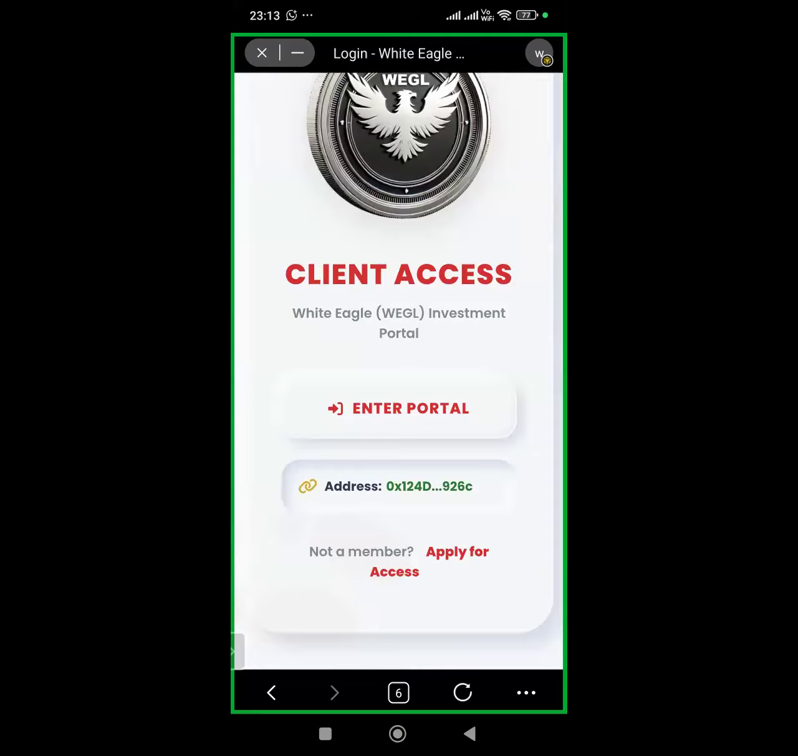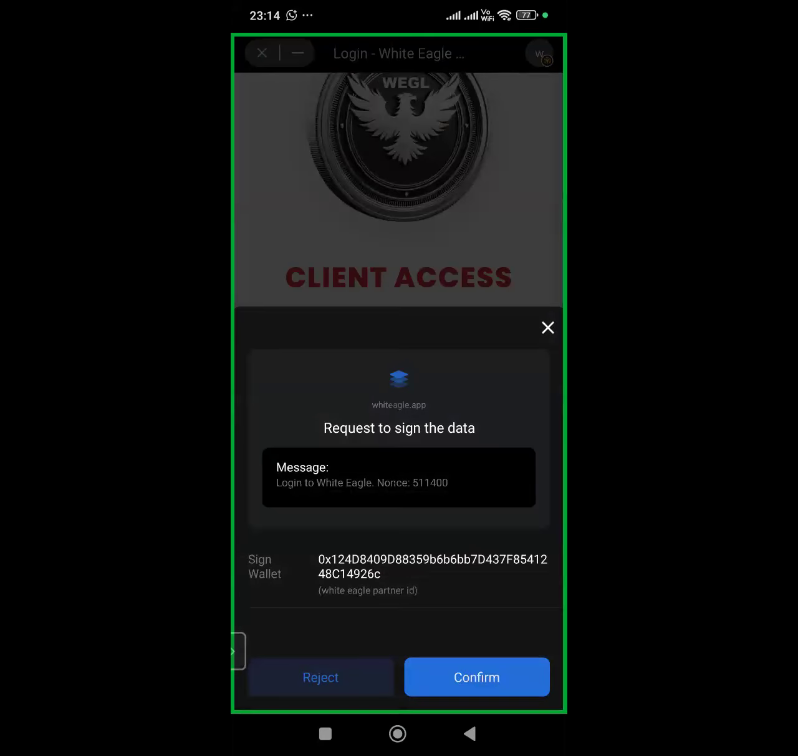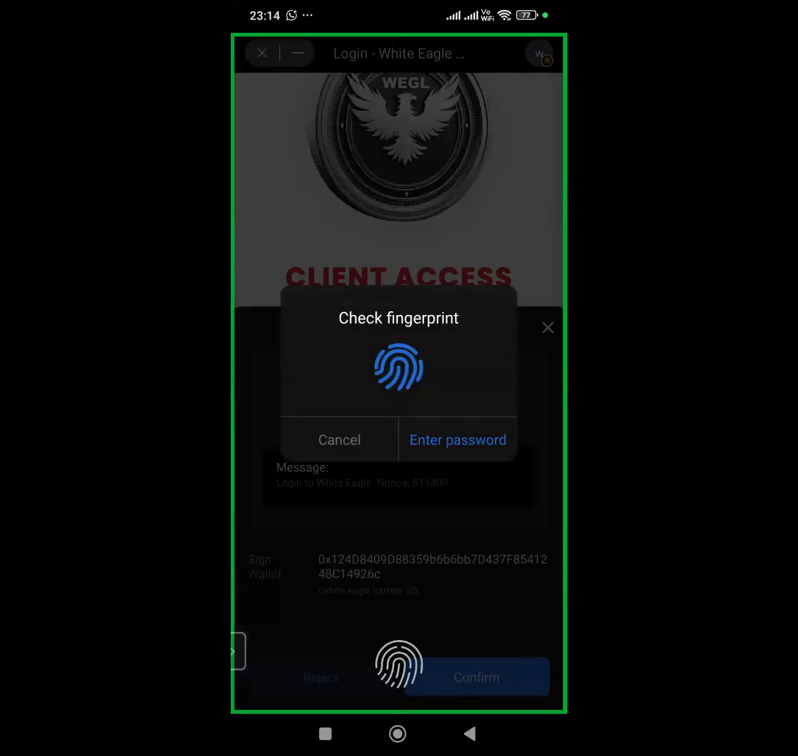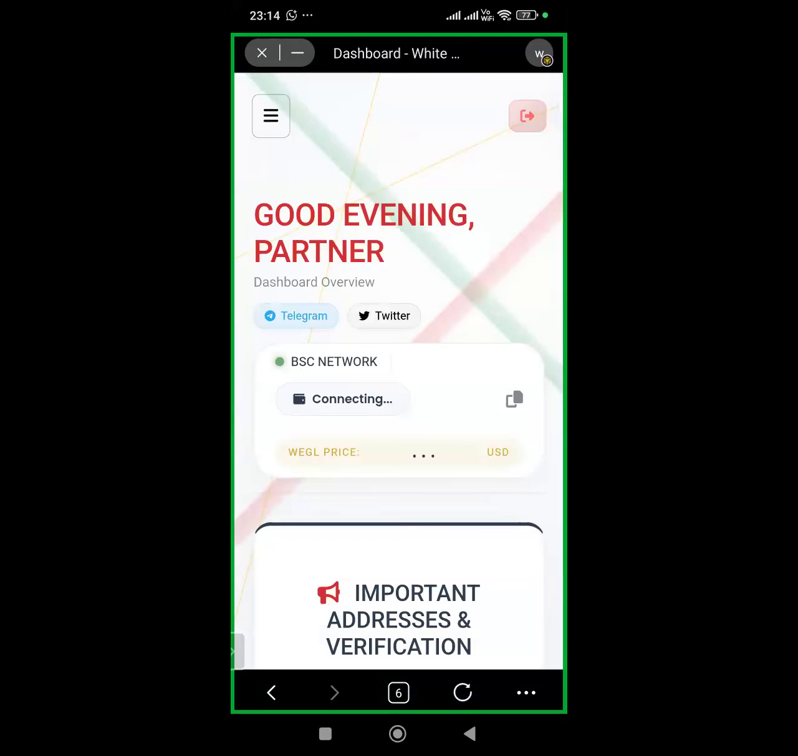After the registration, you will see this interface, Enter Portal. You have to click on Enter Portal because this is the login process. After the registration, you just log in to your account, click on Enter Portal and verify, and this will take you into the back office. Now this is the dashboard of our system.